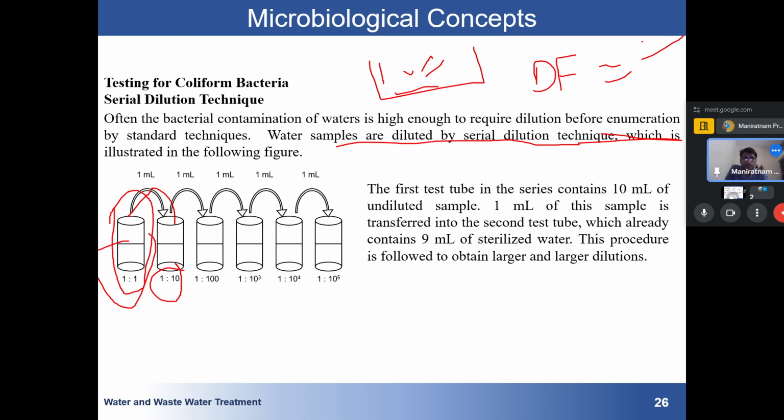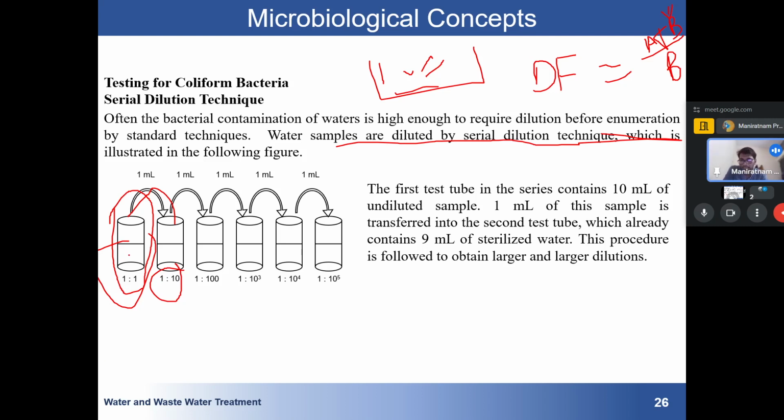The volume of sample... I also forget. Let me check. It will be the total volume, that is, the volume of the sample plus the volume of ultra pure water, divided by the volume of sample. Remember this, this is the dilution factor. I hope this is clear to you.